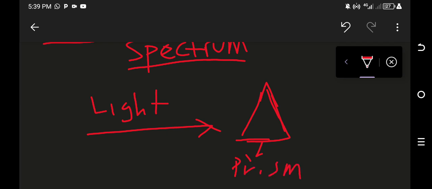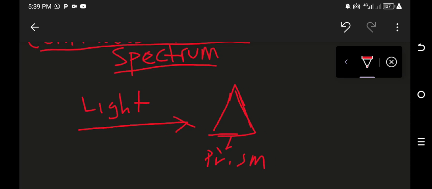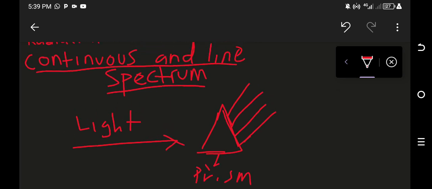What do you think happens when the light passes through the prism? When the light passes through the prism, light splits into its components, like red, green. It forms a band of colors, different colors and different wavelengths. This is known as a continuous spectrum because it forms a continuous band of colors. There are no spaces in between the bands because it's continuous. I hope you understand now.